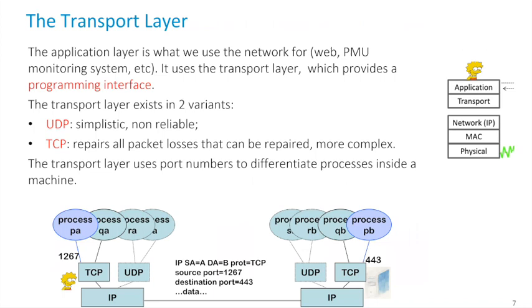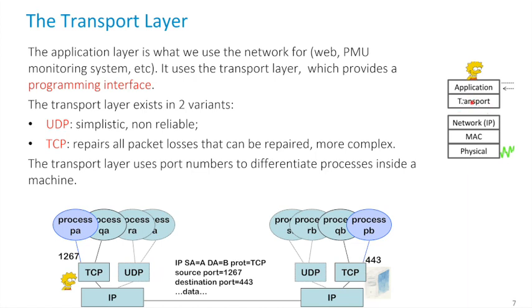So the application layer is fairly easy to imagine what it's doing. That's the software that runs in your web browser and in the web server. That's the application layer. Also, a PDU sends data to a PDC. That's the smart grid application layer that does it. Now, the application layer uses the transport layer.